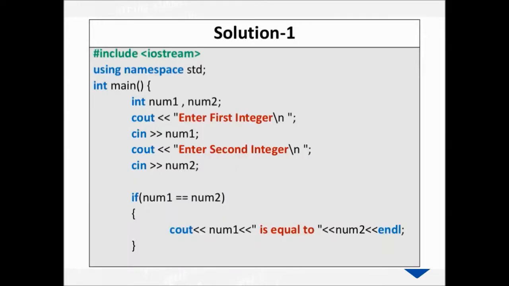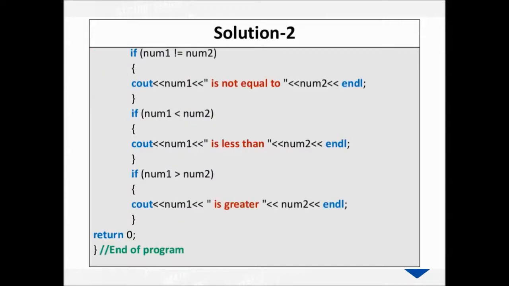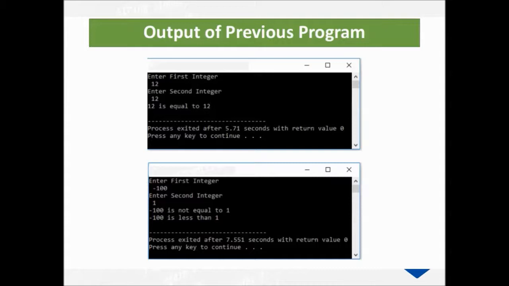We write four if conditions. The first if condition is num1 is equal to num2. The second is if num1 is not equal to num2. The third is if num1 is less than num2. The fourth is if num1 is greater than num2. The output of the previous program looks like this. First it asks the user to enter the first integer.